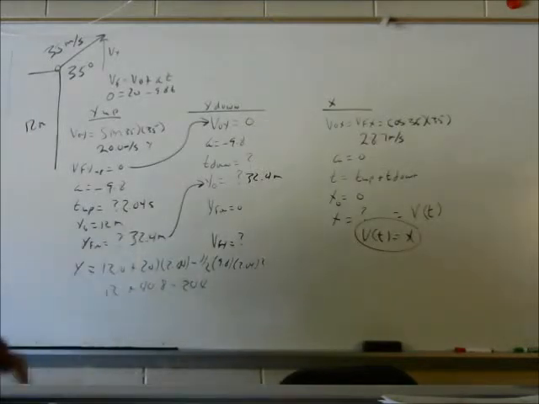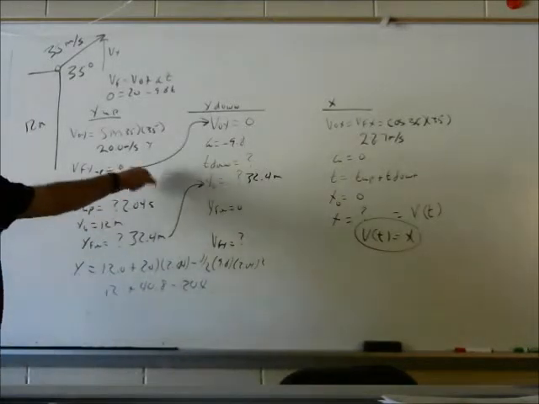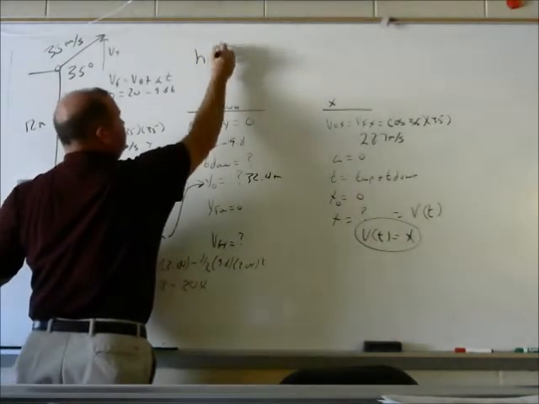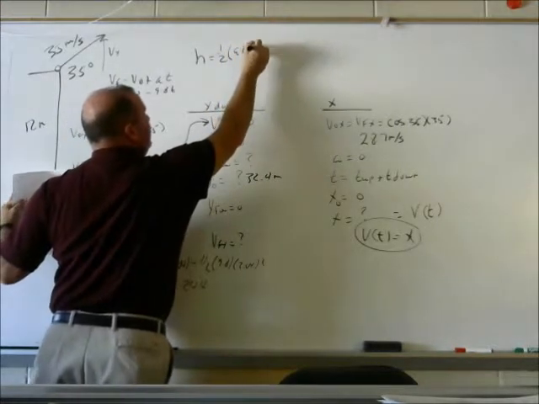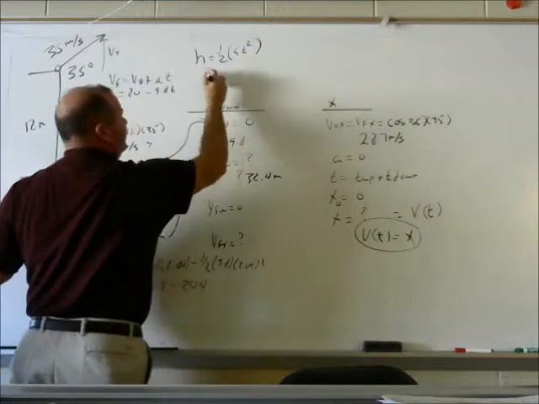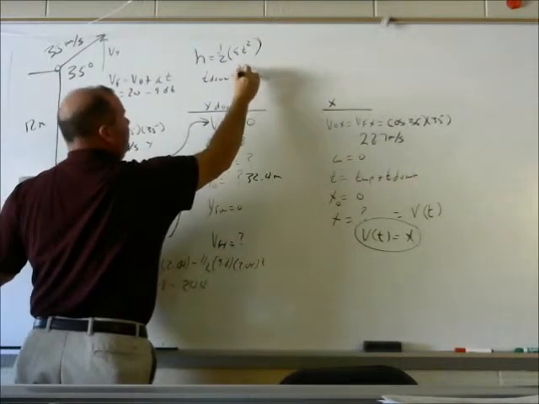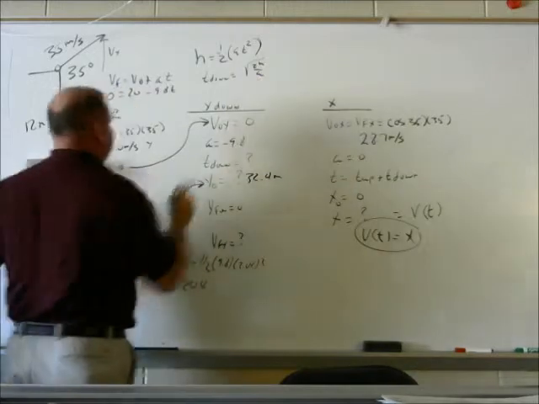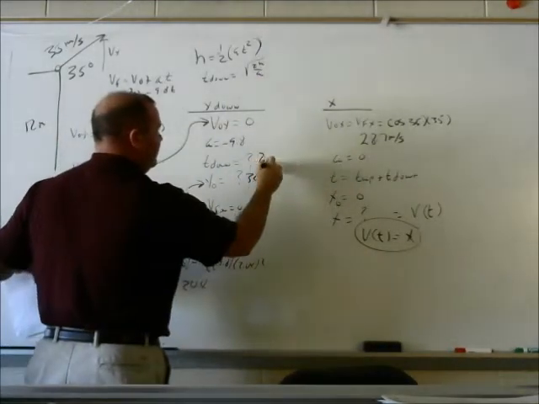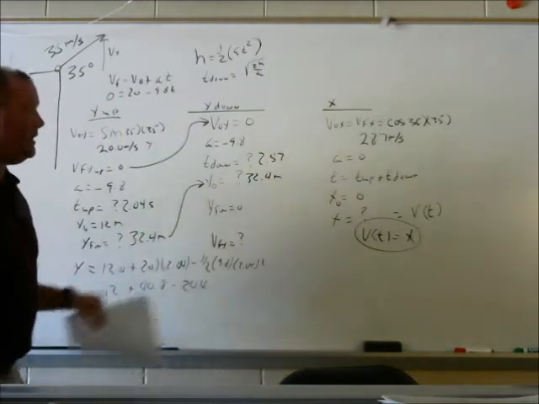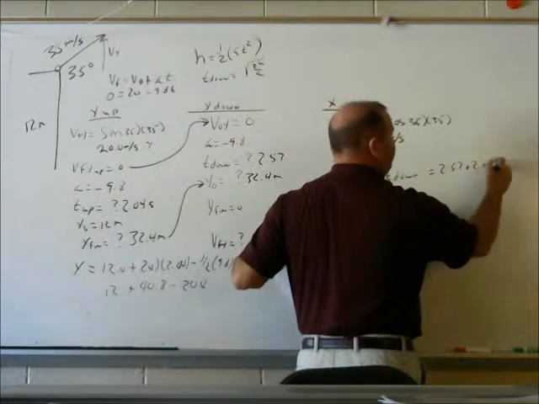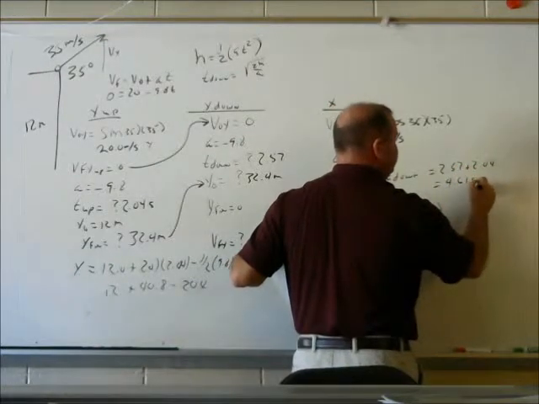Now I try to find out how long it's going to take to get to the bottom. In this case, h should be equal to 1/2 at squared, so the time down should be equal to the square root of 2h over a. That time to fall down should be 2.57 seconds. So my total time in the air is 2.57 plus 2.04, or 4.61 seconds.